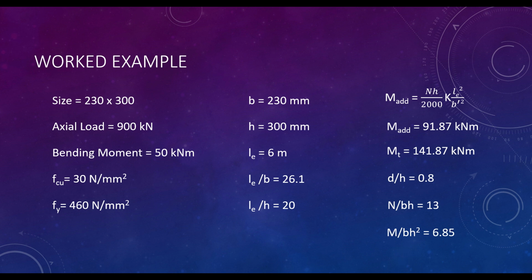So the next thing we have to do, based on the steps: we finished step 1, the analysis. Step 2 is to determine M add and M total, which we've done. The next thing is now to determine a new K. How do we determine a new value of K? We can do that using the design chart.